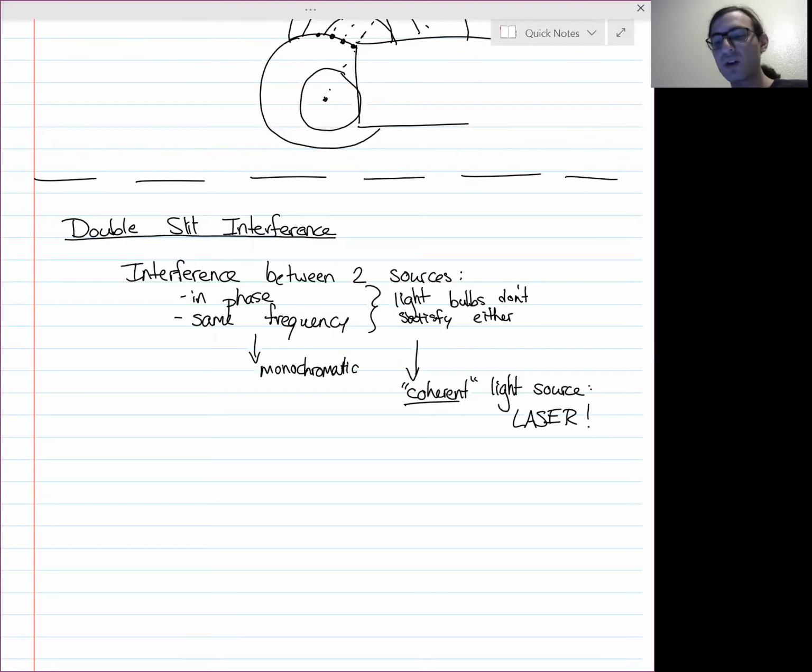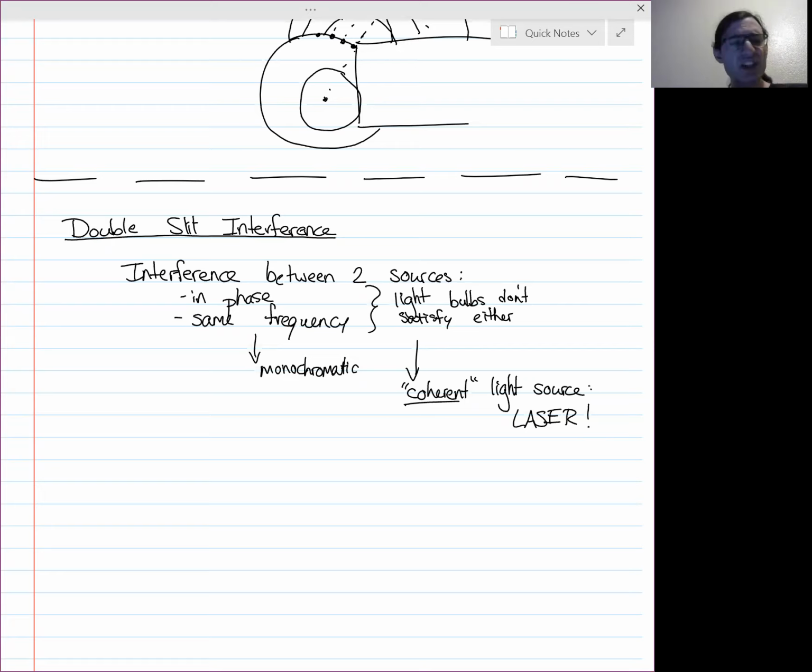Now, how and why lasers are coherent sources of light is kind of outside the scope of this course. Just a true statement, unfortunate but true. Lasers are really neat and laser science is really cool, but we're not here to talk about electron orbitals and all that business. We're here to talk about waves, and lasers are just a very convenient source of those waves.